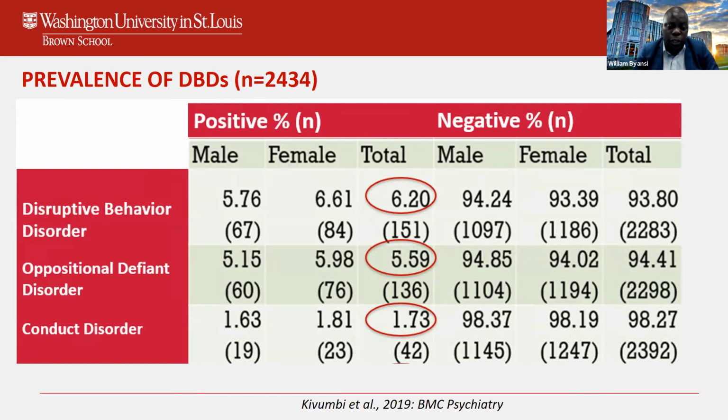Specifically, we looked at oppositional defiant disorder and conduct disorder. If you look at the breakdown, again about 6% of our participants evidence symptoms for ODD, which is oppositional defiant disorder, and about 2% of our participants evidence symptoms for conduct disorder. These findings have been published in JAMA Psychiatry if anyone is interested in digging deeper into our findings.